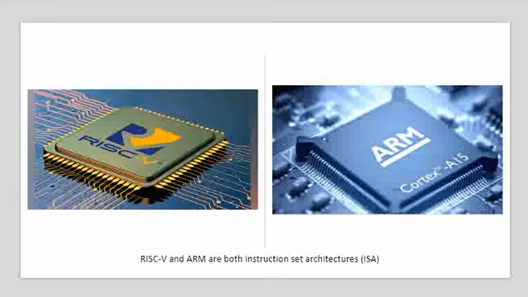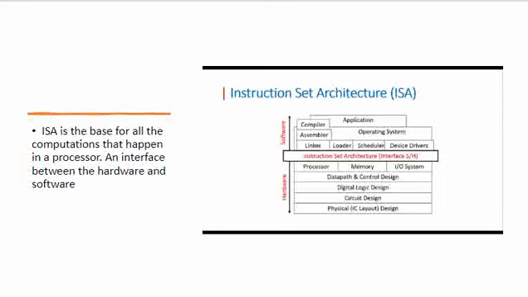So what is this RISC-V? One thing that we have to remember is whether it is ARM or RISC-V, it is basically the underlying instruction set that matters, which in short we call ISA. So what is this ISA? ISA is nothing but, to put it in the simplest form, a base for all the computations that happen in your chip, whether it be an ARM processor or a RISC-V processor that we are talking about here.